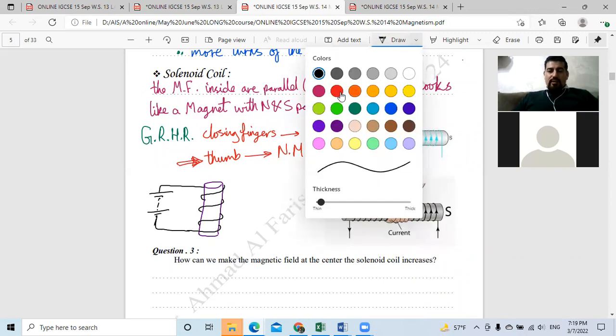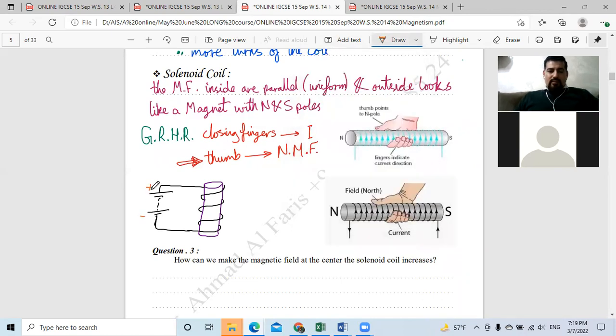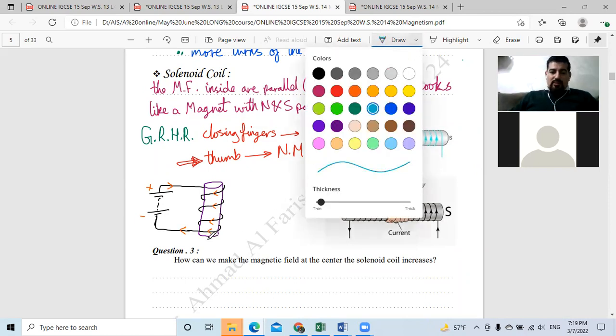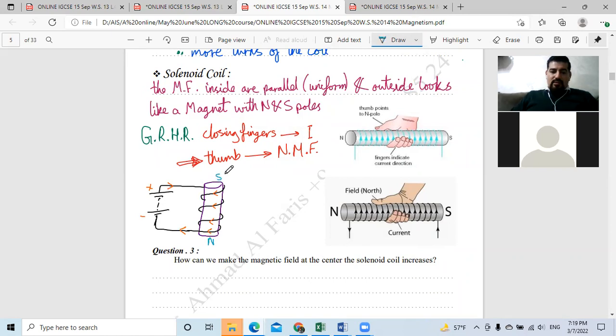Now, as we know, the current is going from where? From the positive to where? To the negative. So the current is coming out from the positive, going to the battery. In which direction does the current flow in the part that I can see, to the left or to the right? To the left. So I put my fingers in the same direction to the left on the paper, like I'm trying to hold it, in the same direction as the current. My thumb is going where? Downwards. That means this side becomes north and this side becomes what? South.